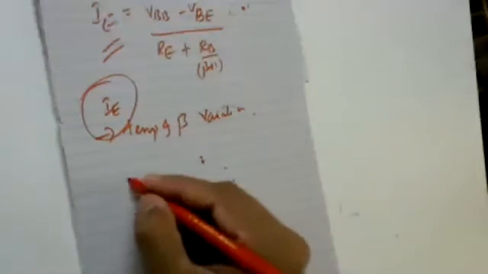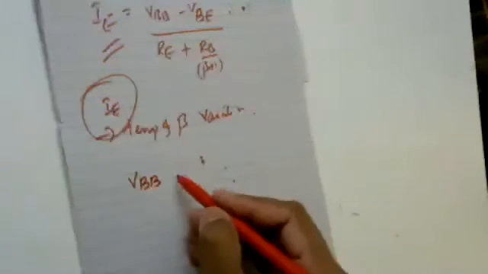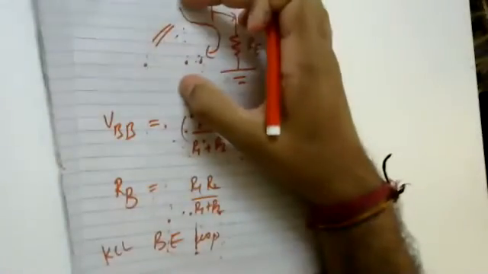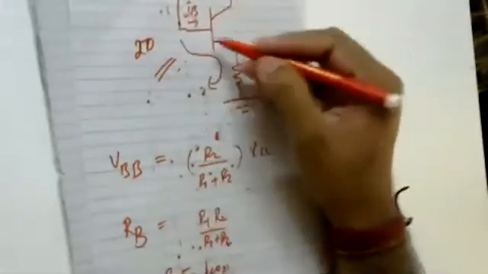My VBB, that's the base bias voltage, has to be much greater than VBE. Whatever the potential you are going to define over here for your VBB, let me say this is some 17 volts or 20 volts or 25 volts. What is your VBE?